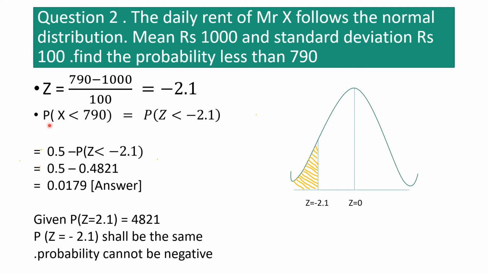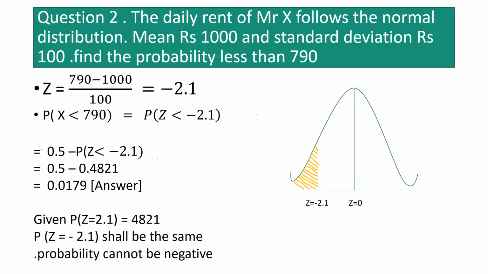Now the probability of X less than 790 can be written as probability of Z less than minus 2.1. You are just shifting this equation in terms of X to terms of Z. Now coming over to this graph, you can see that this vertical line denotes Z is equal to 0 and this line on the left hand side is showing Z is equal to minus 2.1. Because you have to calculate the probability Z less than minus 2.1, you have to calculate the probability of this shaded area. How are you going to calculate?